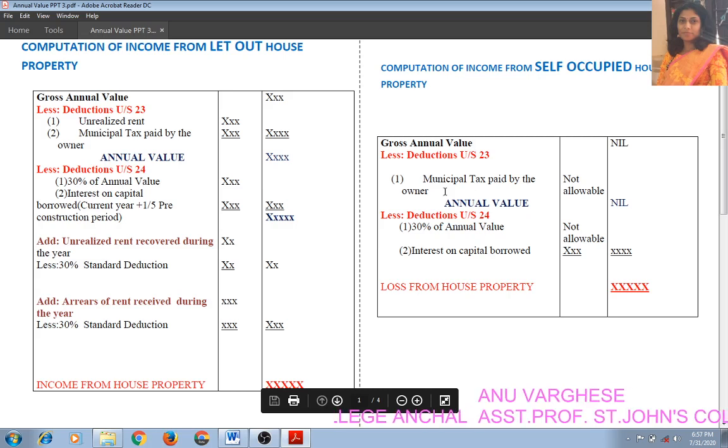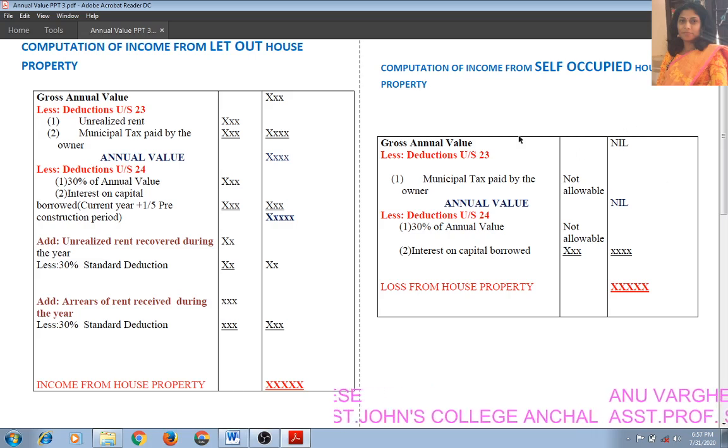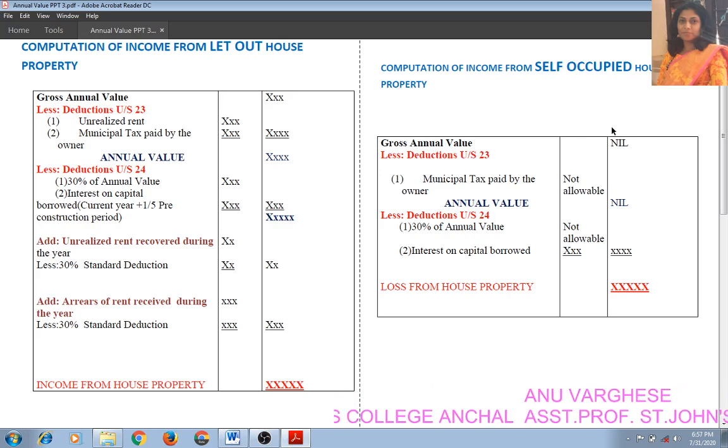So, the method is, first you have to write gross annual value. Gross annual value for self-occupied house is nil. You have to remember that gross annual value of a self-occupied house is always nil.